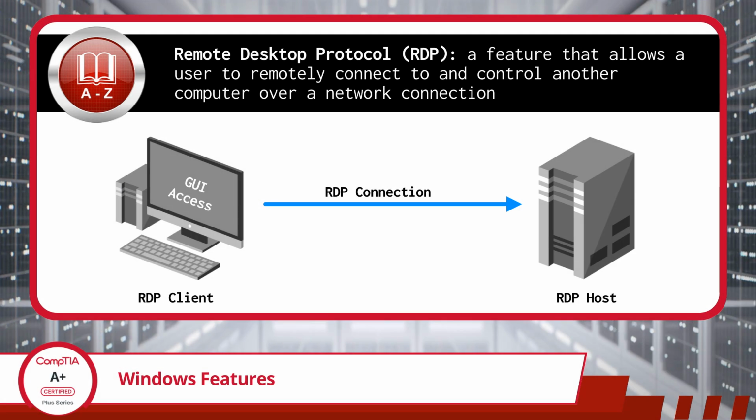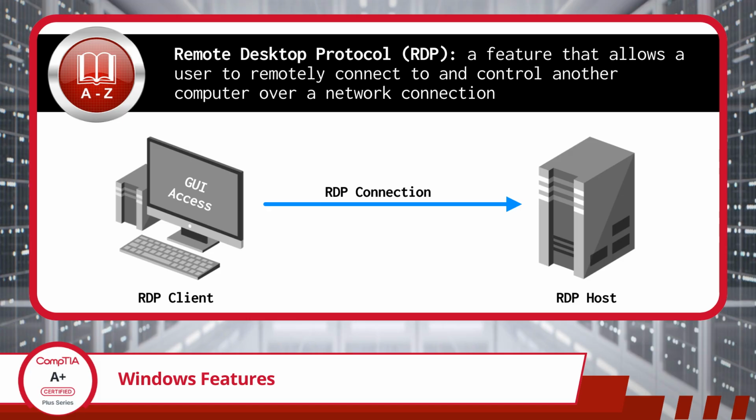Next, let's look at Remote Desktop Protocol, or RDP. RDP is a feature that allows a user to remotely connect to, and control, another computer over a network connection, through a graphical user interface, or GUI, just as if they were sitting in front of that system. This is especially useful for IT support, remote work, or accessing systems without being physically present.